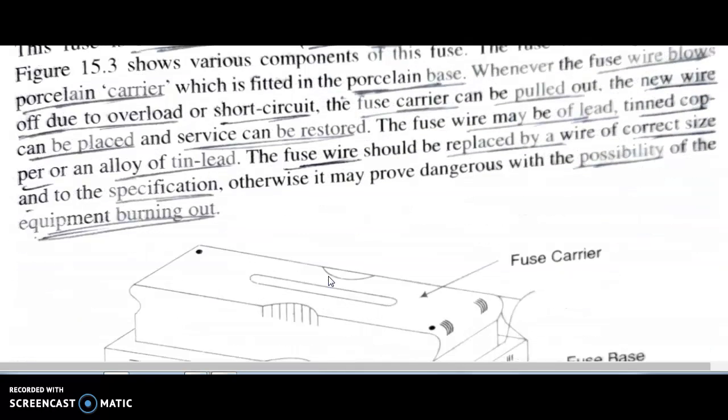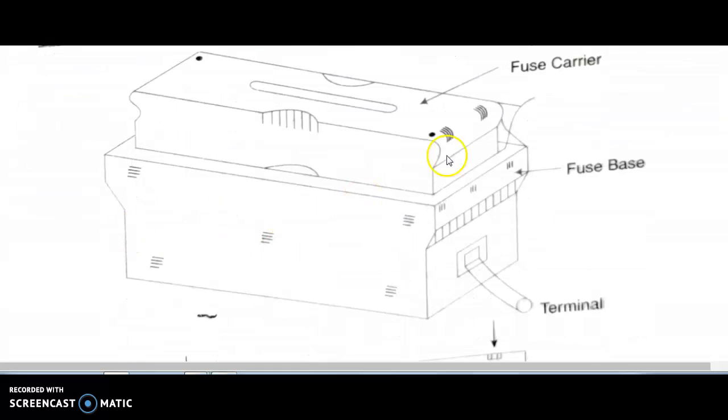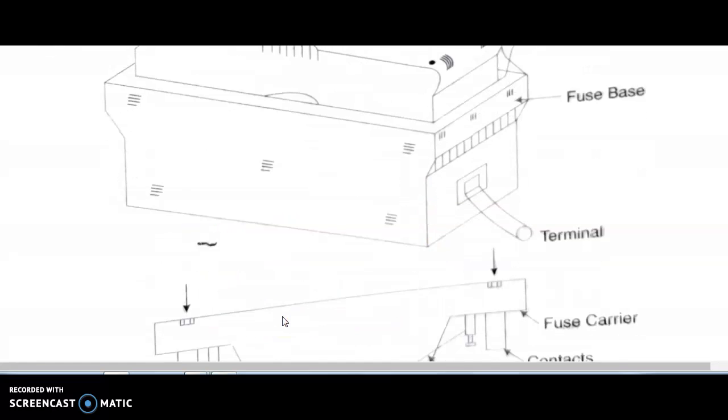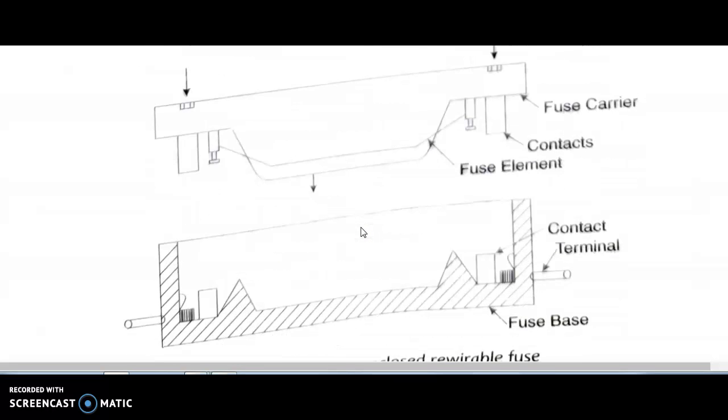So this is the diagram of that. The fuse carrier is there. The top one is the fuse carrier, the middle is the fuse base, and here are the terminals. This is the porcelain base. Here the fuse carrier contacts are there, and the fuse element in the middle. The fuse carrier carries the fuse element and contacts, and here is the fuse base with contact terminals. It shows the various components of this fuse.